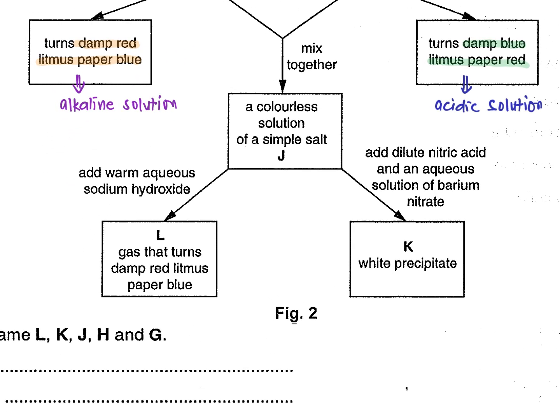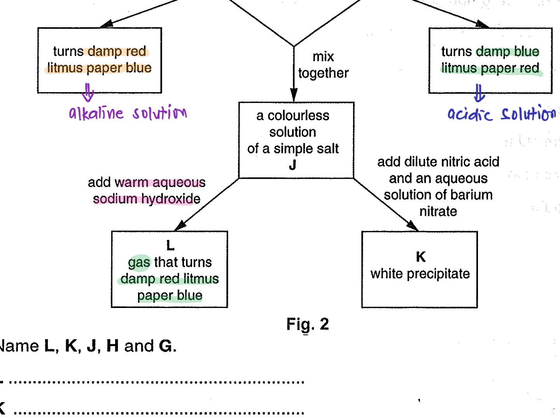Okay, when you see that you are adding warm aqueous sodium hydroxide, and the observation given to you is that you have a gas that turns your damp red litmus paper blue, what is this gas you're looking at? Ammonia gas.